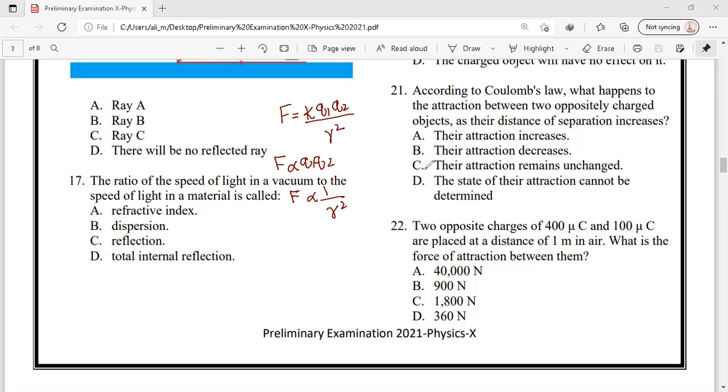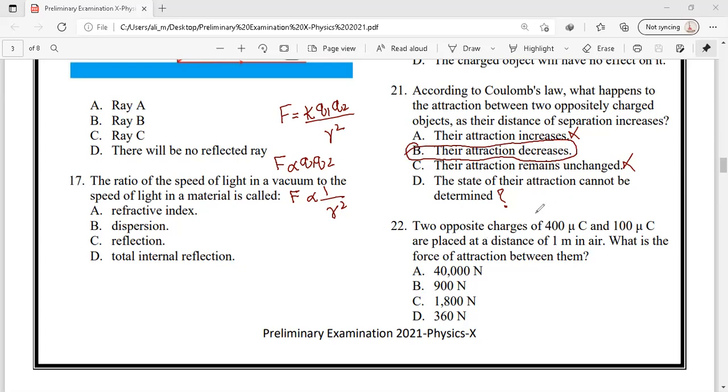So let's see the options. Their attraction increases. So this is incorrect. Their attraction remains unchanged. This is incorrect. The state of the attraction cannot be determined. So option B is the correct answer, that their attraction will decrease.